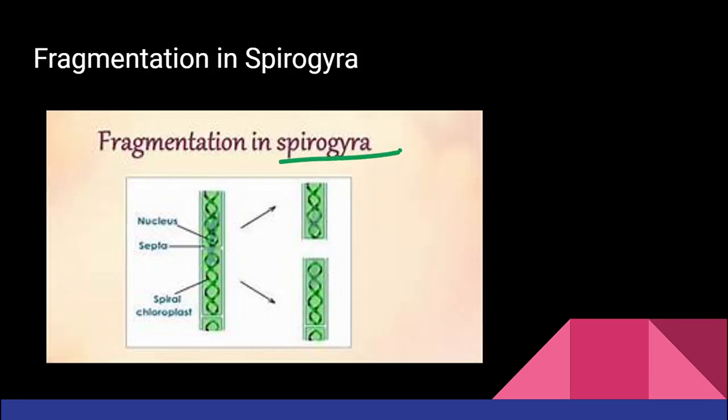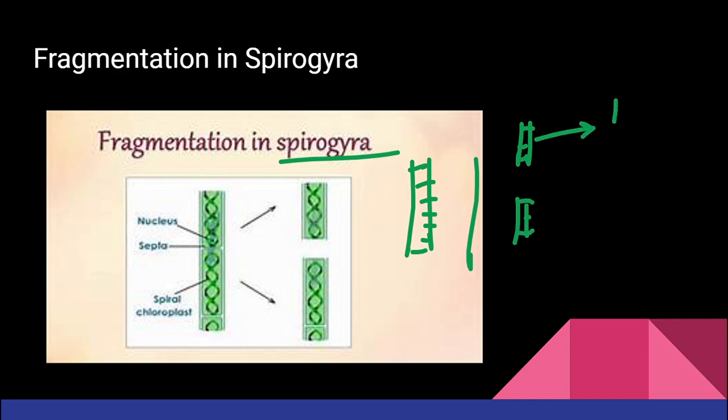So that is Spirogyra. Here you can see the Spirogyra is broken into two pieces. A single Spirogyra. Okay, let me tell you over here. Suppose this is the Spirogyra and we have fragments of Spirogyra. Each fragment is going to grow into an individual. Okay, each fragment is going to grow into an individual, right?